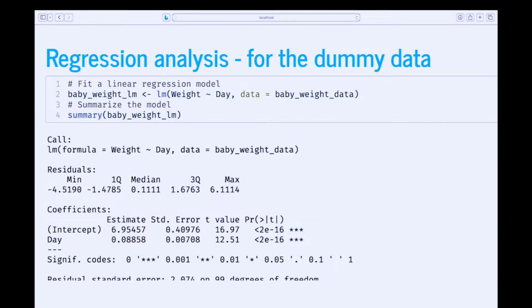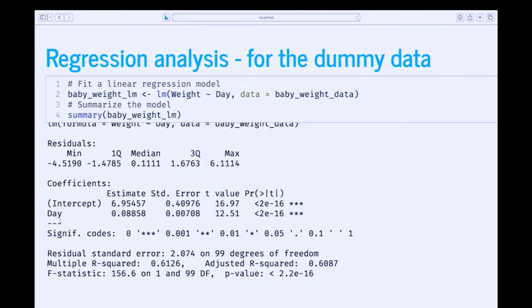Okay? So if you were to interpret this regression model, you say, is day associated with a change in weight? The answer is yes, it's significant. What's the estimate of the slope? It says for every single day post-weaning, the baby is gaining about 0.08 as estimated by the model. Okay?